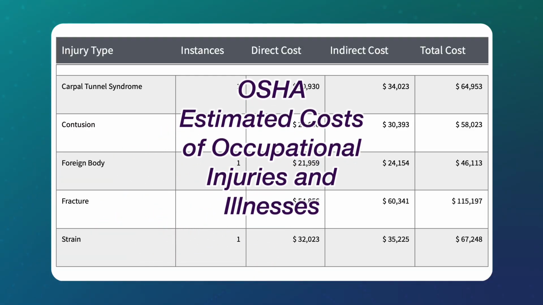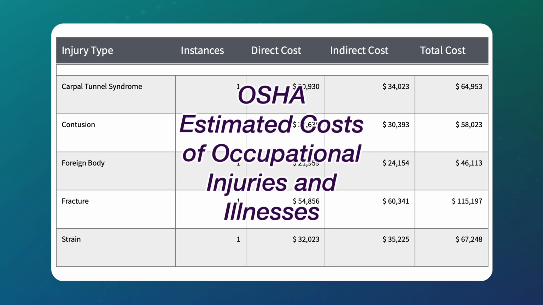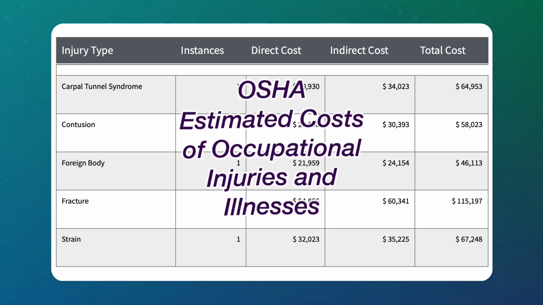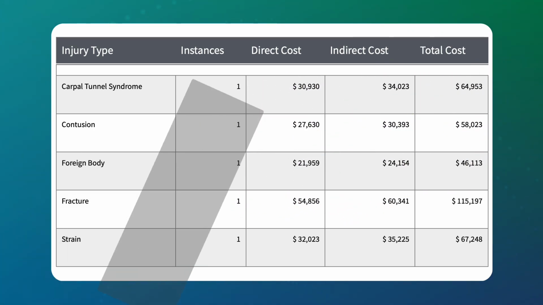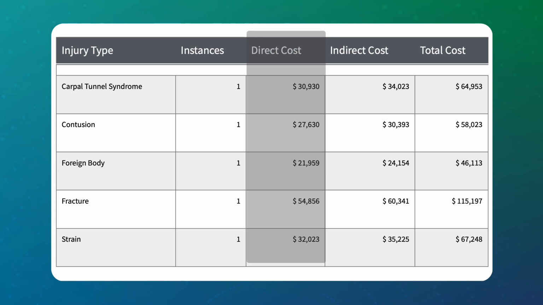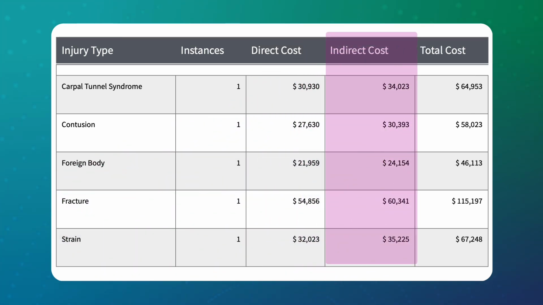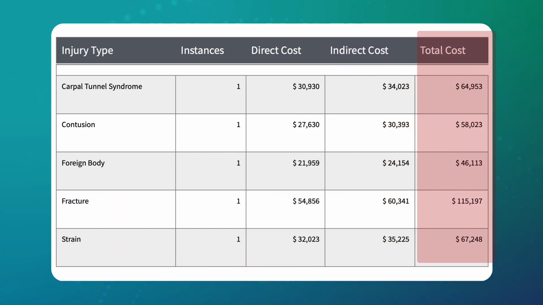OSHA estimated costs of occupational injuries and illnesses are listed on the left. Here are 5 different kinds of injury types. There are direct costs. Then there are the indirect costs. Those two added together give us the actual costs.